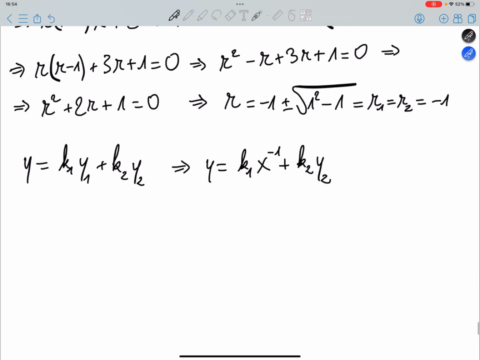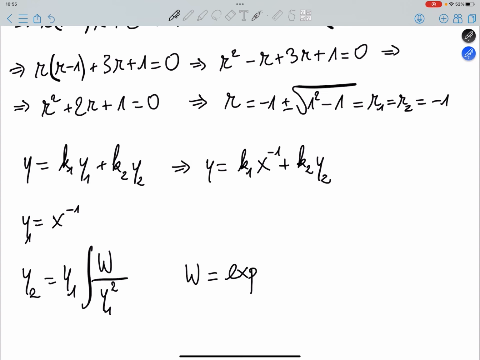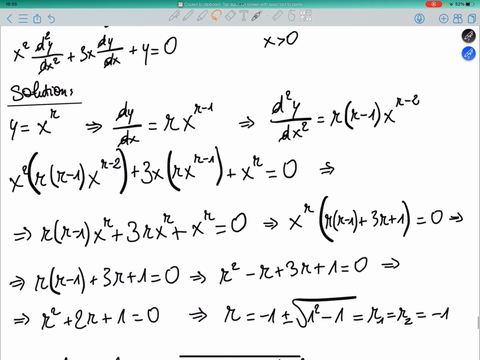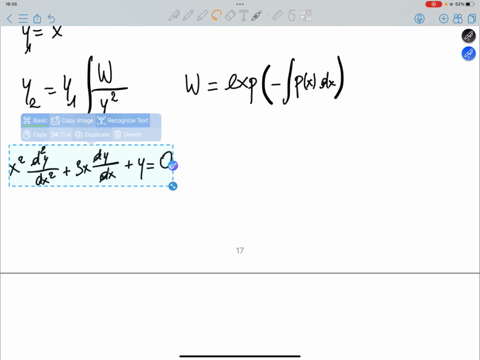Now we need to find y2. We can find y2 using the method of reduction of order, because our y1 is x to the power minus 1, which is this one here. Using the method of reduction of order, our y2 is going to be equal to y1 times the integral of w over y1 squared, where w is equal to the exponential of minus the integral of p of x dx. So if we go back to our equation, this was our equation.